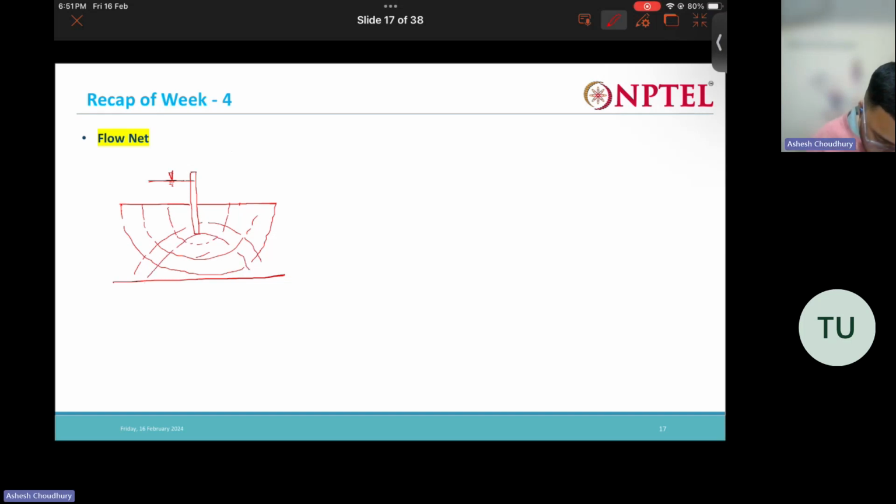Something like this, we will have an equipotential line. Always remember that this is an equipotential line.